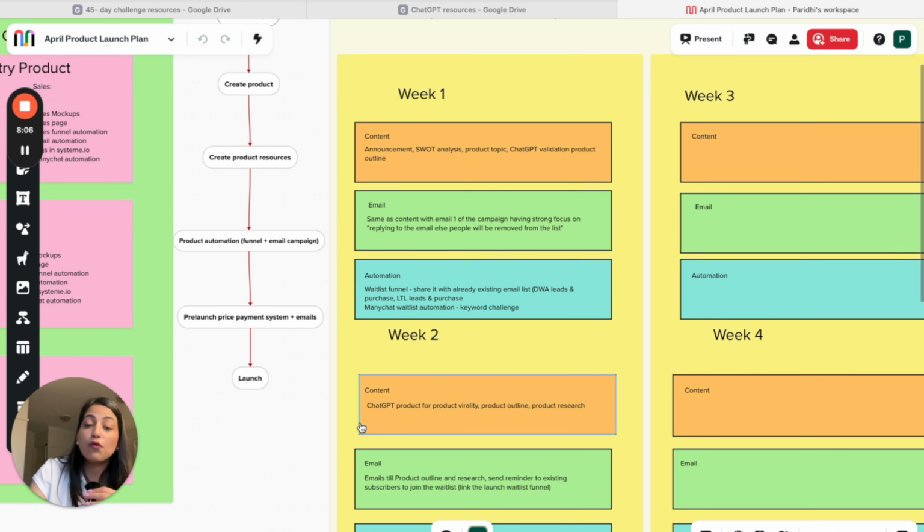Coming back. Once we are done with that, I made a weekly plan. So what is the behind the scenes stuff? I did an announcement, I did the SWOT analysis, now we have the topic in mind and we have done the ChatGPT validation. This is what we have done in week 1.